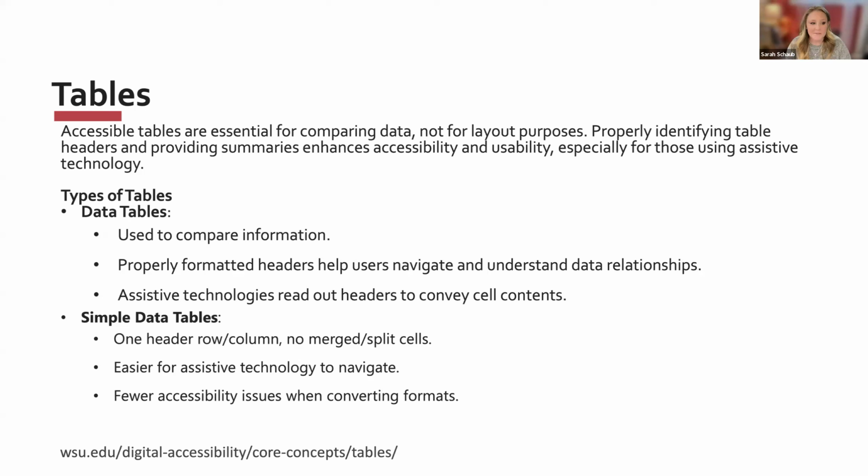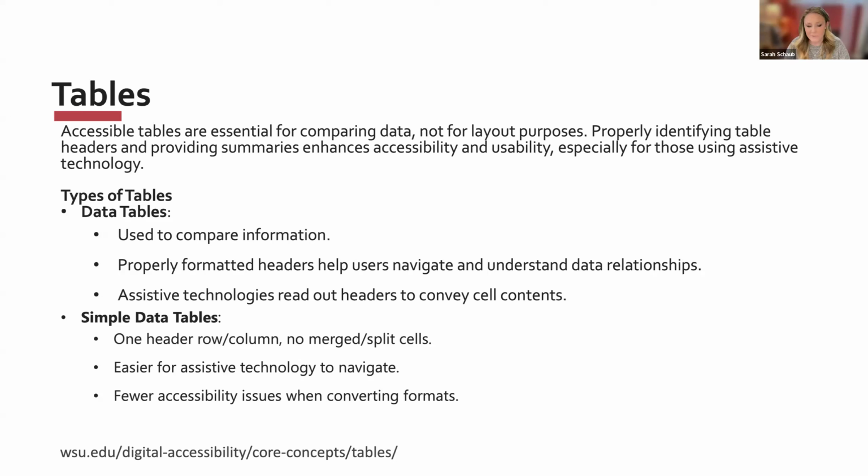So there are some different types of tables. One is a data table, which is used to compare information. Properly formatted headers should be used to help users navigate and understand the data relationships. Assistive technologies read out headers to convey cell content, so that's why it's important. Simple data tables can be used where there's one header row or column and no merged or split cells. It's easier for assistive technology to navigate and you'll have fewer accessibility issues.